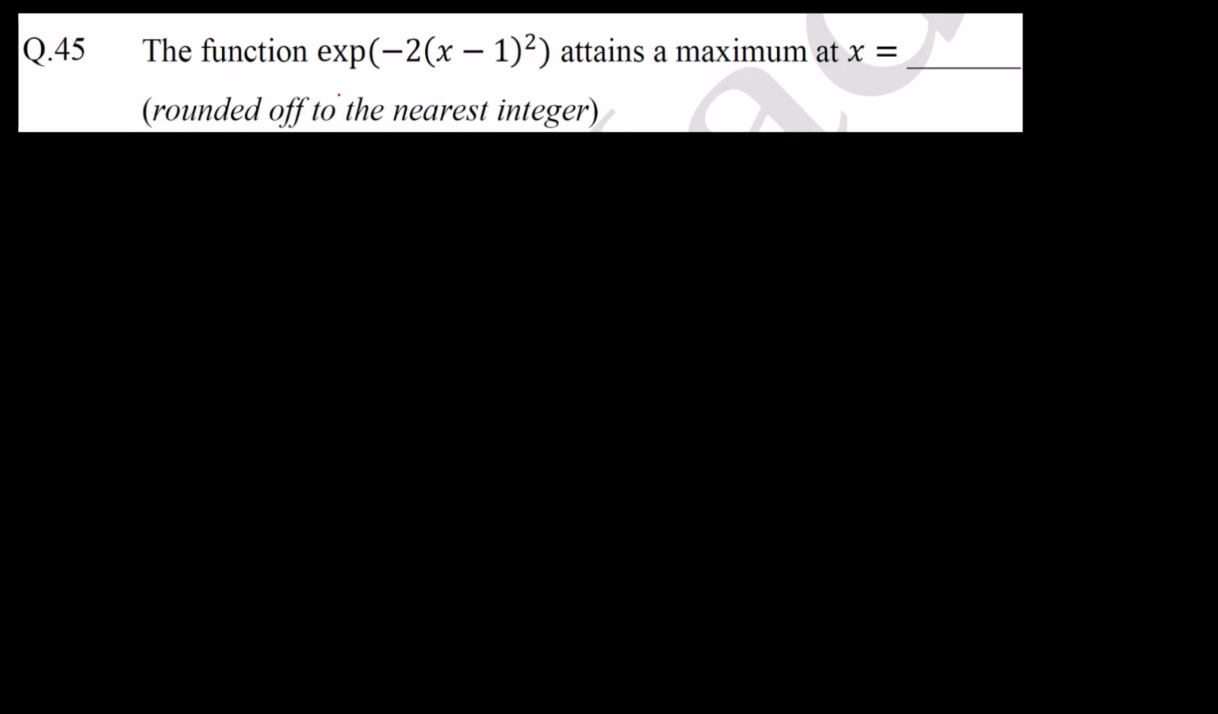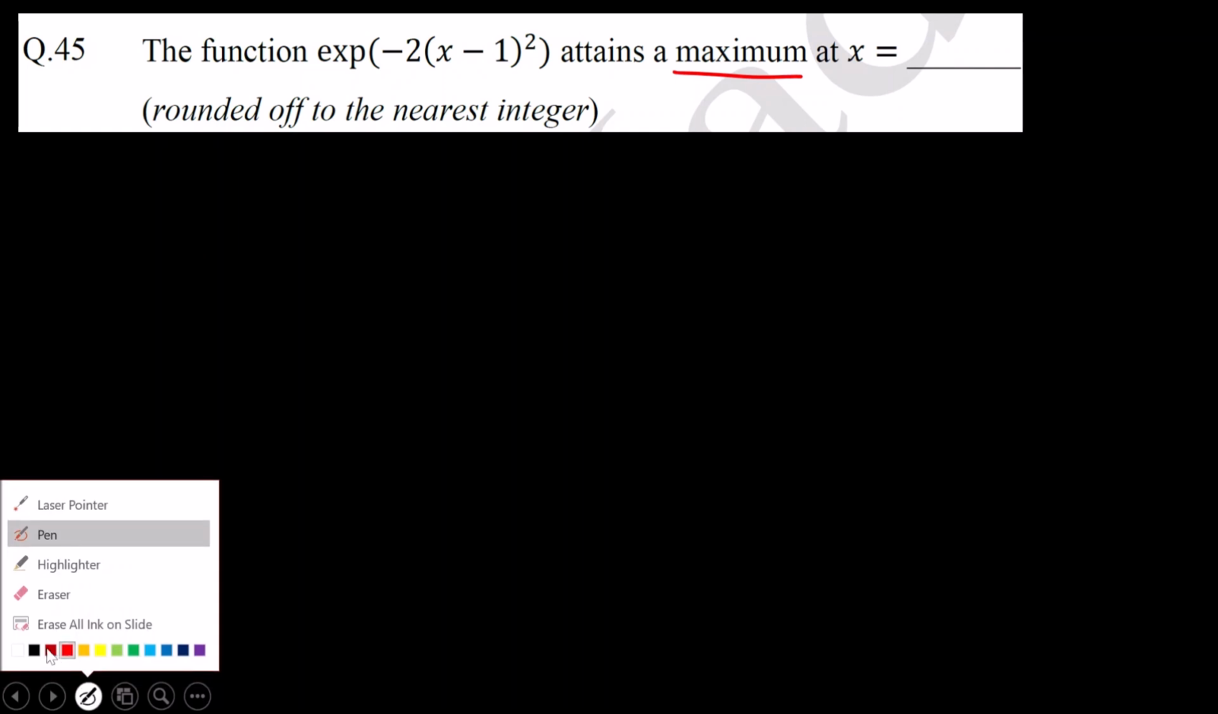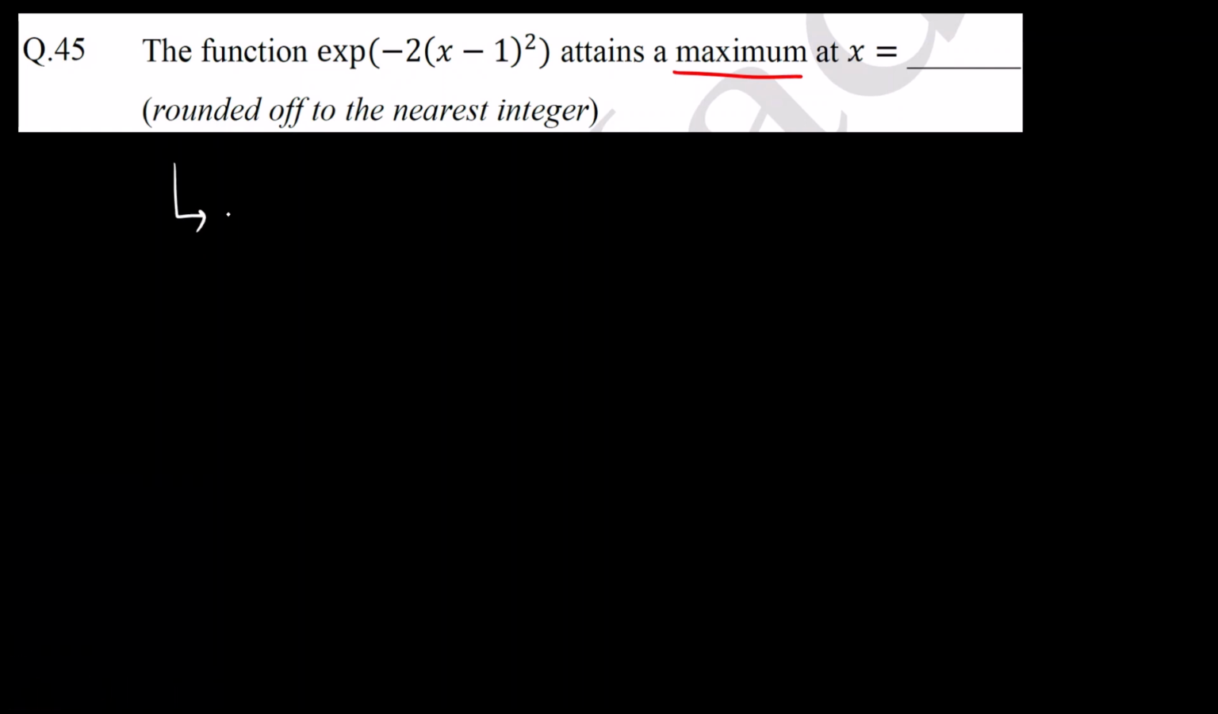The function exponential minus 2 into x minus 1 the whole square attains a maximum at x is equal to. So to find out the maximum, what are the two steps that you have to follow? First, you have to derivate. Okay, derivate that particular function, whatever is given, and then equate it to 0. That is what we are going to do in this question.